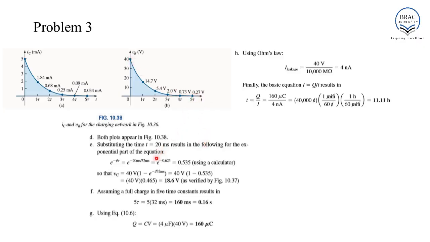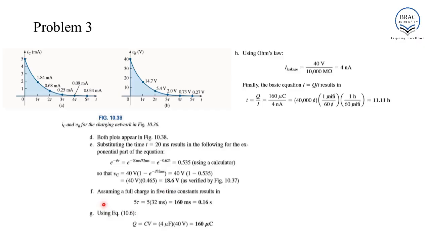The next question was to determine the value of the voltage across the plates of the capacitor when t was equal to 20 milliseconds. So if we substitute the value of t in the given expression for VC, which is 40 volts times (1 minus e to the power minus 20 by 32), then this is the answer which you will get, that is 18.6 volts. So the voltage across the capacitor at t equal to 20 milliseconds is 18.6 volts.